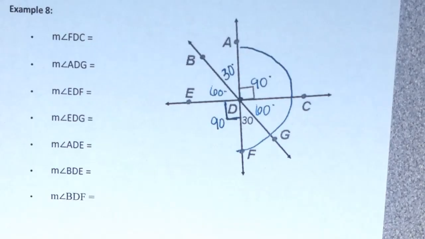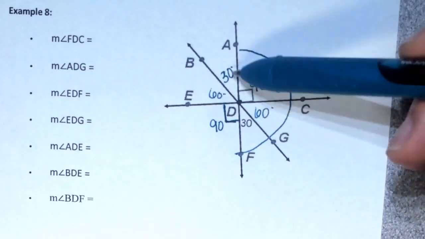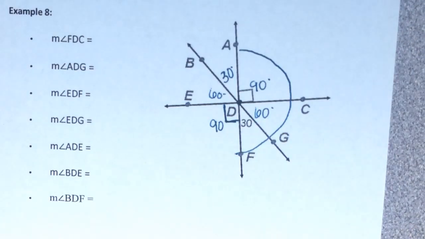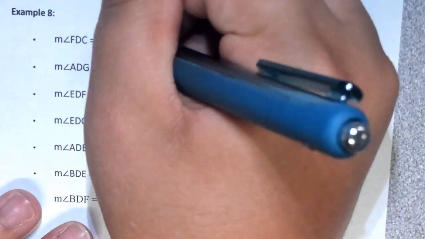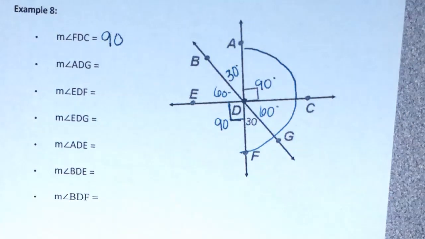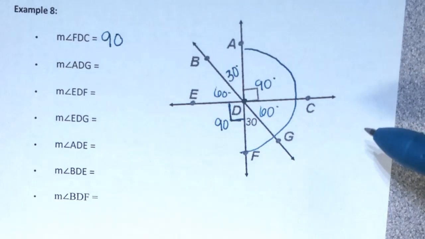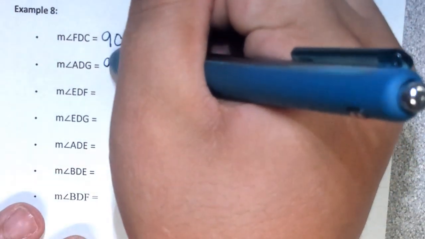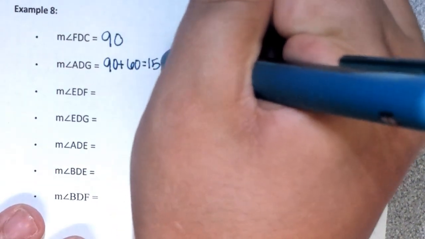But how did you get 30? Because it's right across from it. They're going to be the same right across. Yep, so if this is 60, what's right across from that? Yep. And so then answer the questions. What is FDC? So easy. Oh, but you gotta do what is ADG? Ooh, what's ADG?